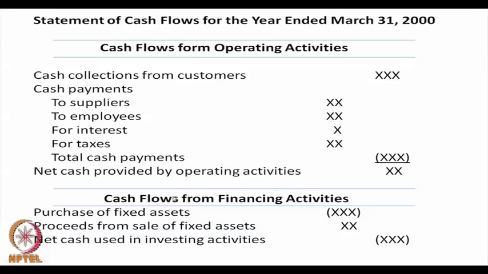Next, we look at cash flows from investing activities. Here we have purchase of fixed assets, proceeds from sale of fixed assets. This is negative. If we purchase, we pay out cash, therefore, this is within parenthesis, meaning that this is a negative thing. Proceeds from sale of fixed assets: if we sell some of our own assets, this is positive. Therefore, net cash used in investing activities could be either positive or negative.